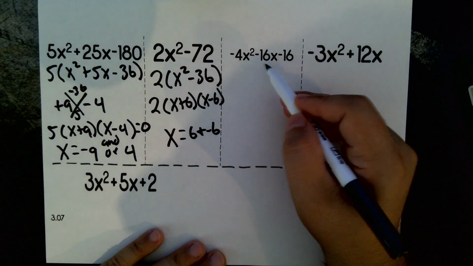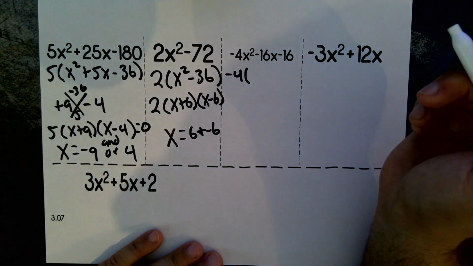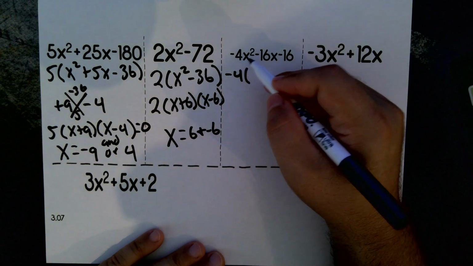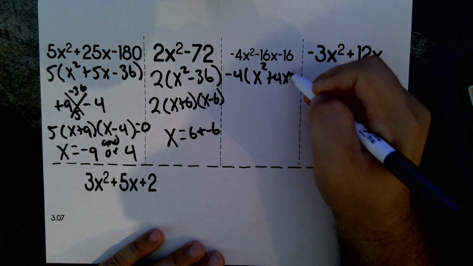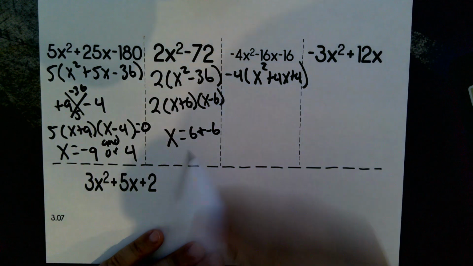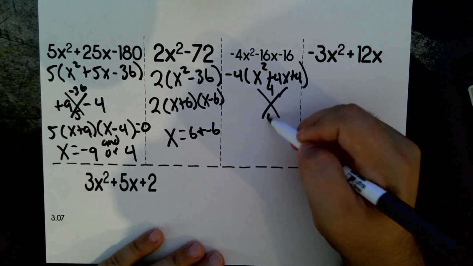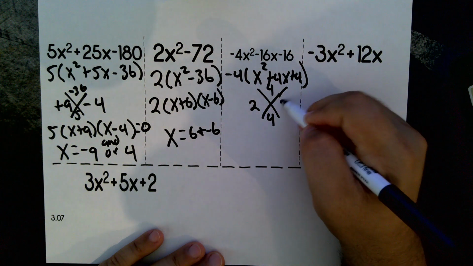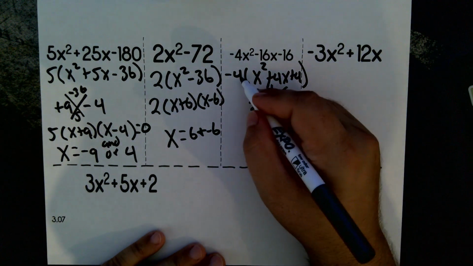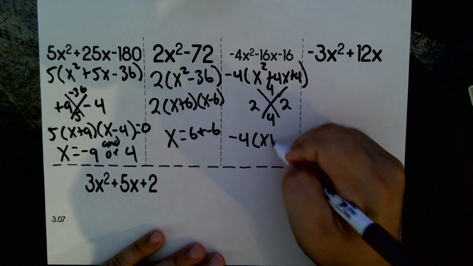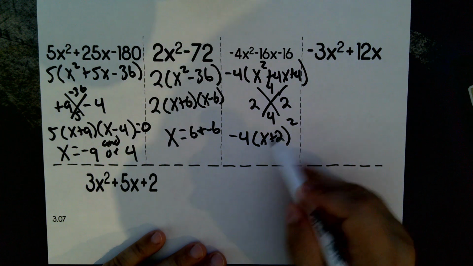All right, next guy, negative 4x squared minus 16x minus 16. I'm going to factor out a negative 4, which is going to swap the signs for everything on the inside. And so now when we do the x game, what can we multiply to 4 that adds to 4? That's 2. So this is going to be x plus 2 squared with the negative 4 on the outside. And so there's just one solution. A negative 2 would make this a 0.